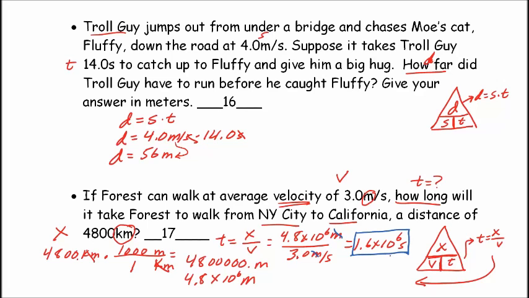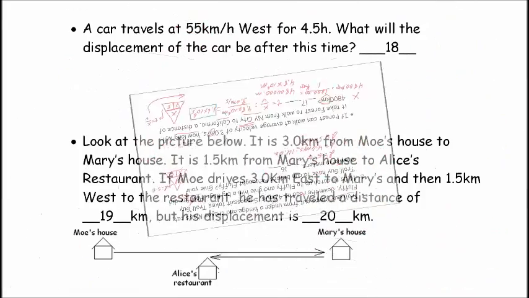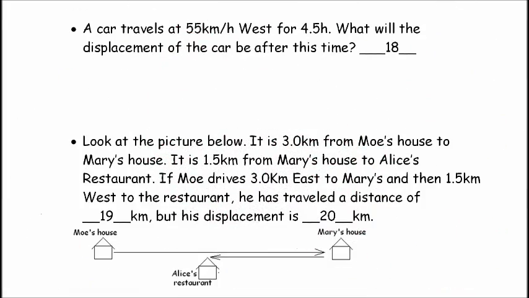Now if we wanted to, we could convert that to hours. If we wanted to, we could use dimensional analysis. We could convert that to days or even years if we wanted to. But it doesn't ask us to do that, so we're just going to leave it with 1.6 times 10 to the 6th seconds.